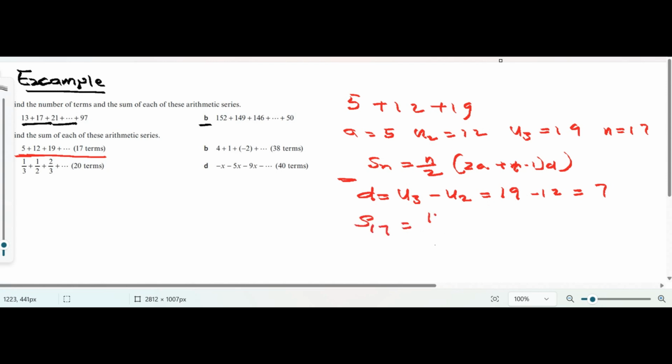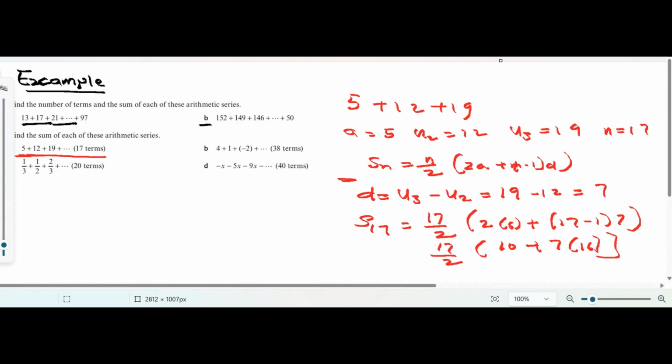Let's substitute. S17 will now be 17 over 2 bracket 2 times the first term, which is 5, plus 17 minus 1, times 7. Okay, I'm going to have 17 over 2 bracket 10 plus 7 times 16. So I can put this into my calculator straight up. Putting this into the calculator, my S17, the sum of the first 17 terms, will give me 1037, and that's how to do it.